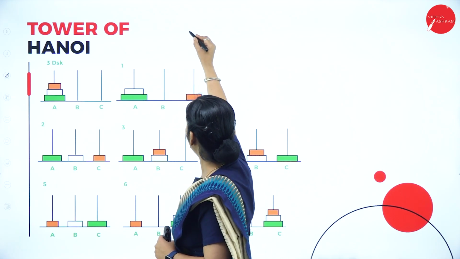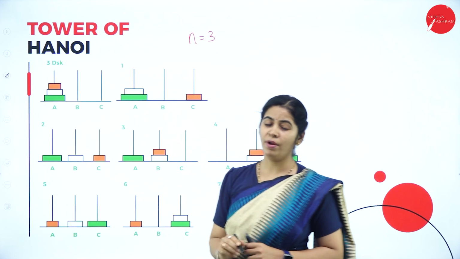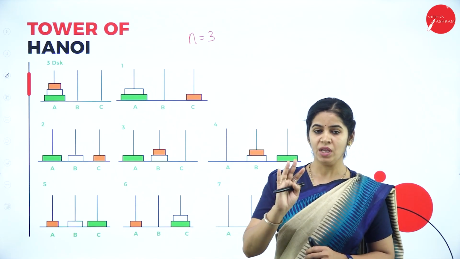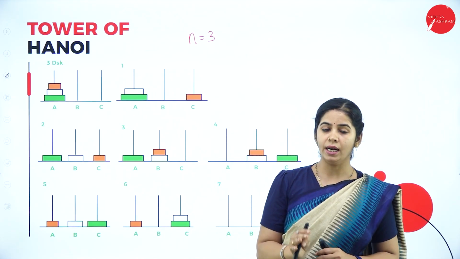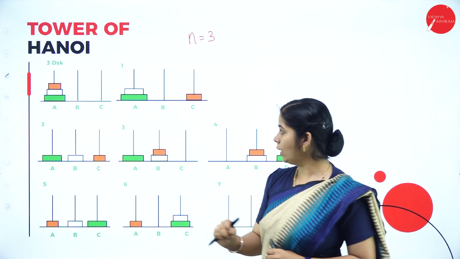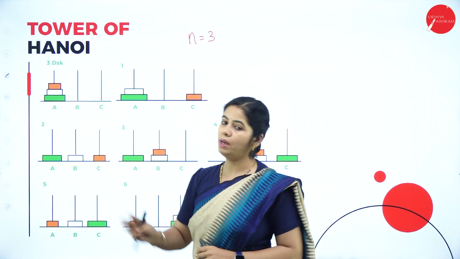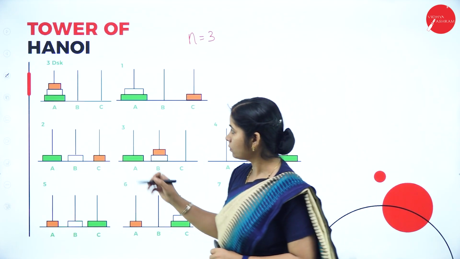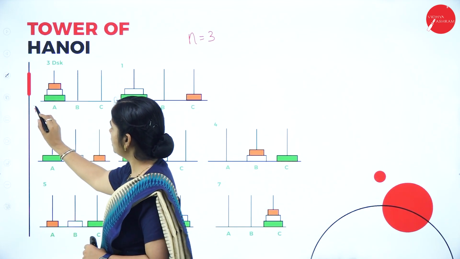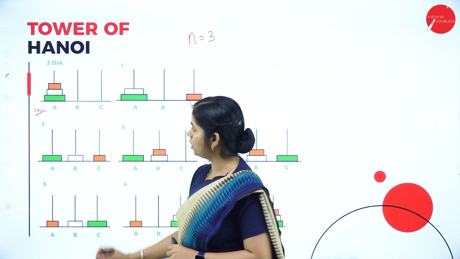So, here we have taken a number of disks, that is, n value is equal to 3. How many disks do we have? N value is equal to 3, and the number of rods, or number of towers, will always be 3. The number of towers will be 3 only. So, this is the initial state.